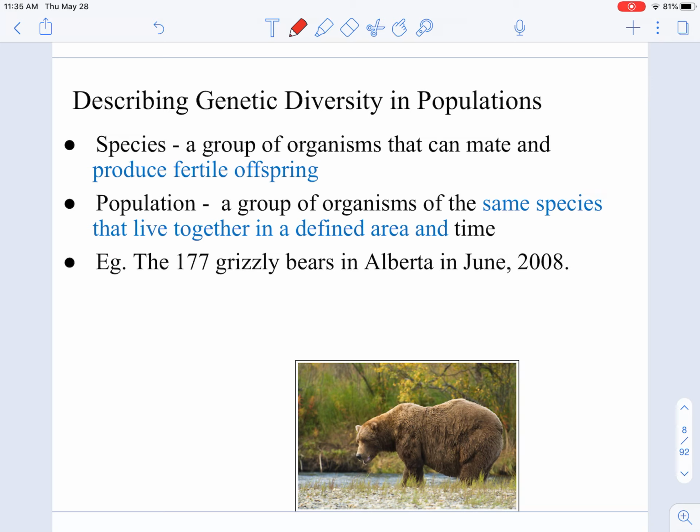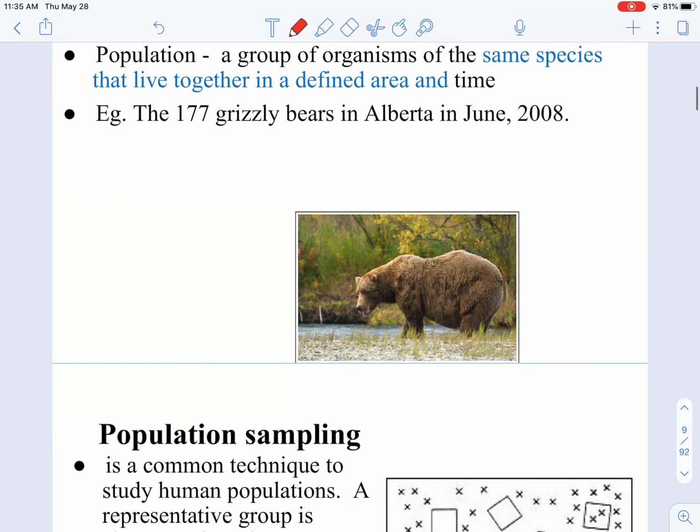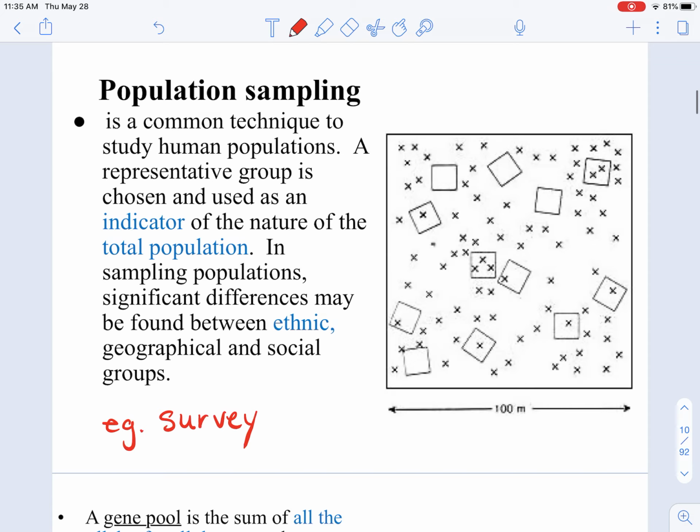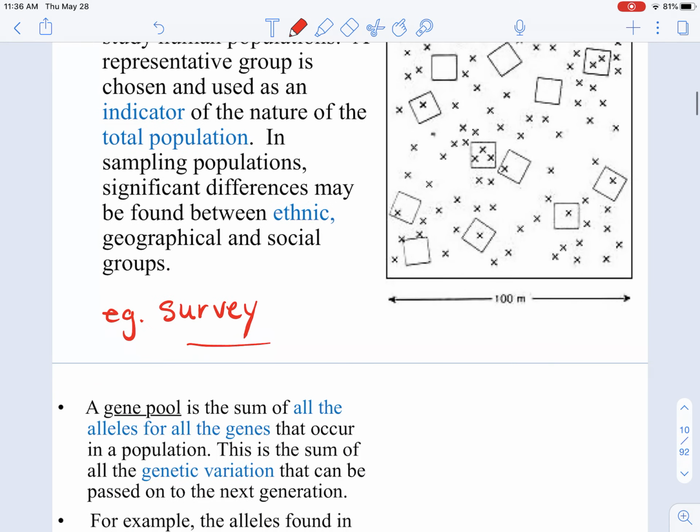So these definitions: a species is those individuals that can mate and make fertile offspring. They belong in one species, and a population is a whole group of that species in one place and one time. So you'll hear those words used. Population sampling is where we take a random sample, hopefully random enough to include all ethnic, geographical, social groups, like surveys try to do. And then we use that data to say that this is what Canadians think, and only a few have been randomly sampled, but that's how population sampling is done as well.